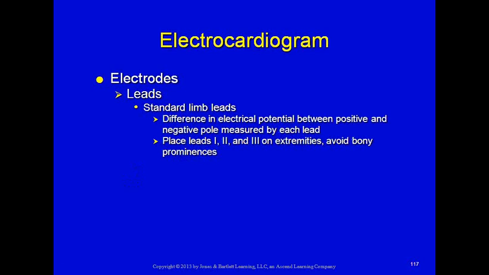When we place these electrodes on the patient's chest, we want to try to put them between the intercostal spaces rather than directly over big bony prominences. We don't put them directly on the sternum. We don't put them directly on the clavicle. We want to try to avoid those so that we get better tracings.